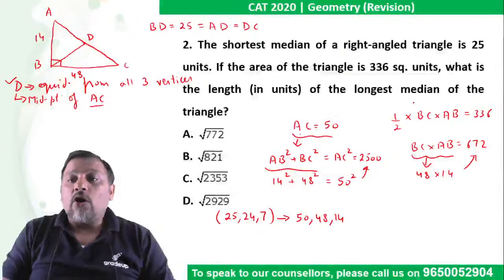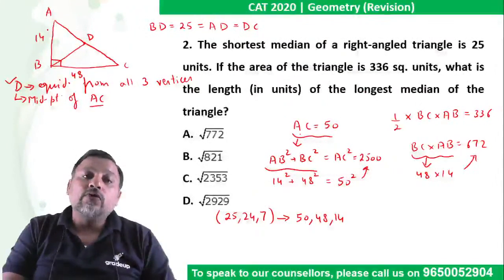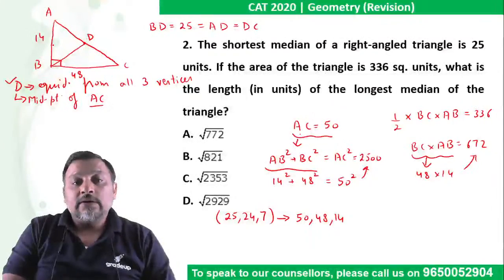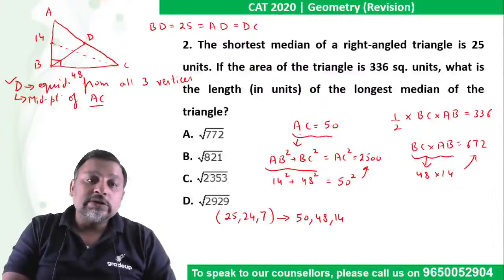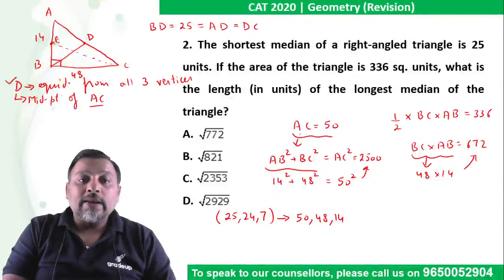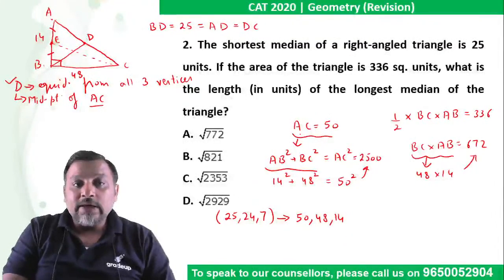Now I need to find the longest median, and the longest median would be to the shortest side. So if this is point E, I need to find the value of EC, and it is a median, so that means these two are equal. BE is the same as AE.